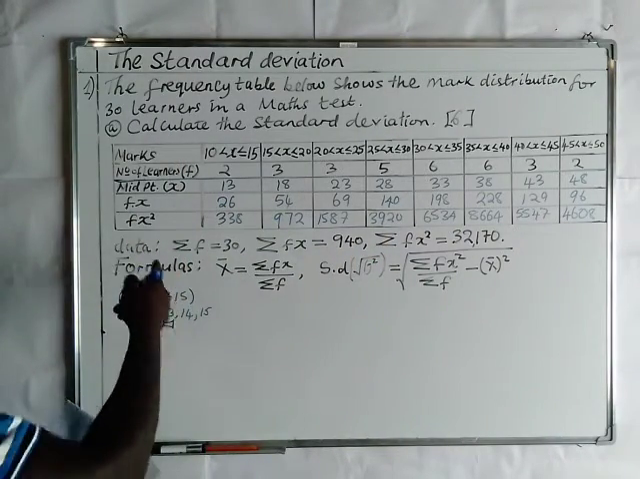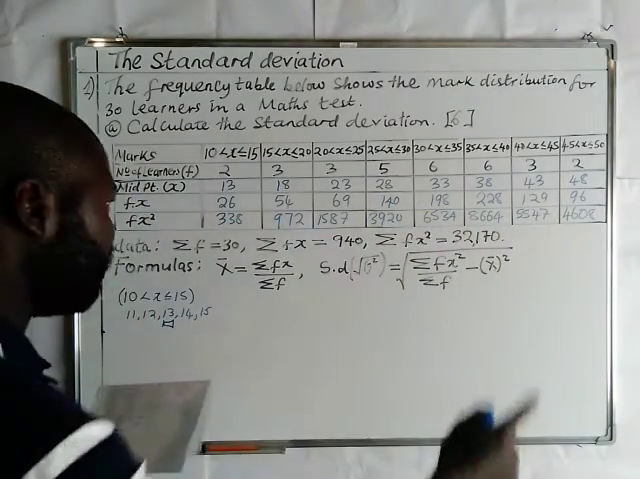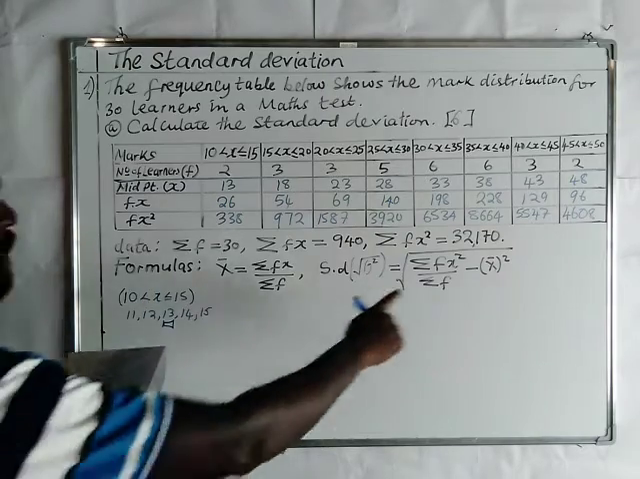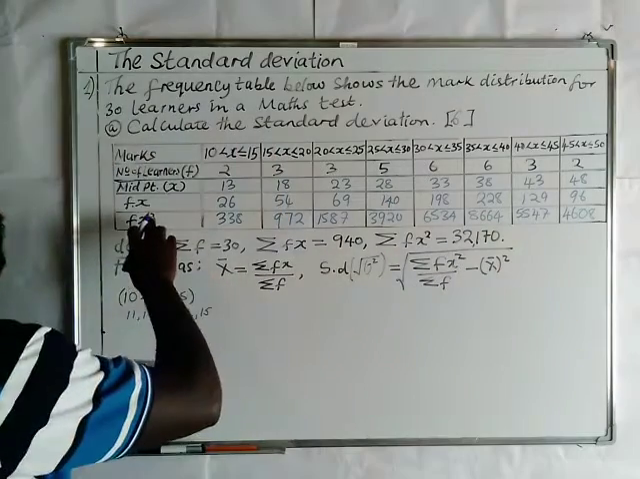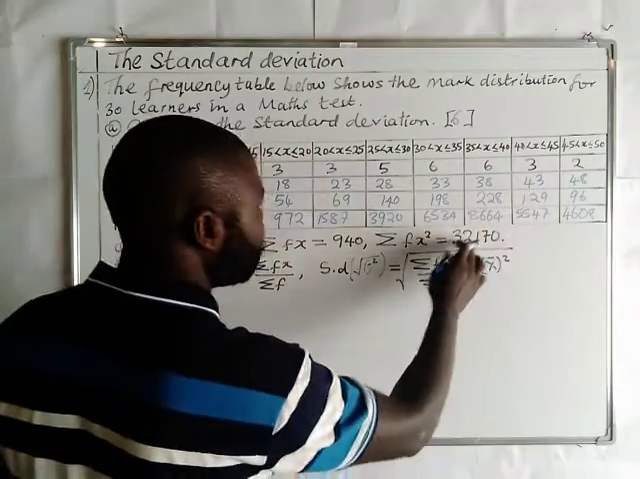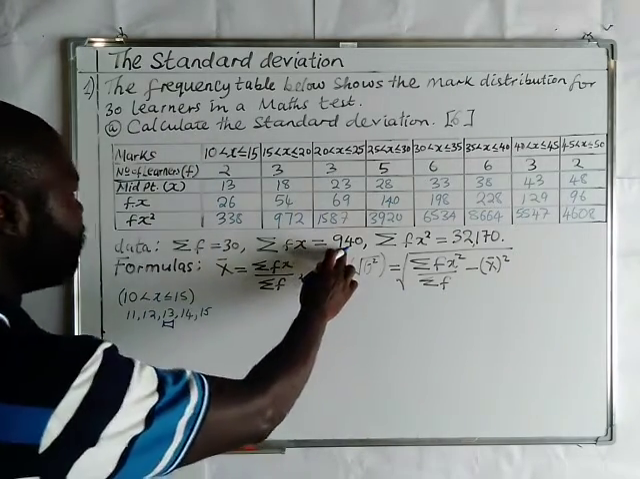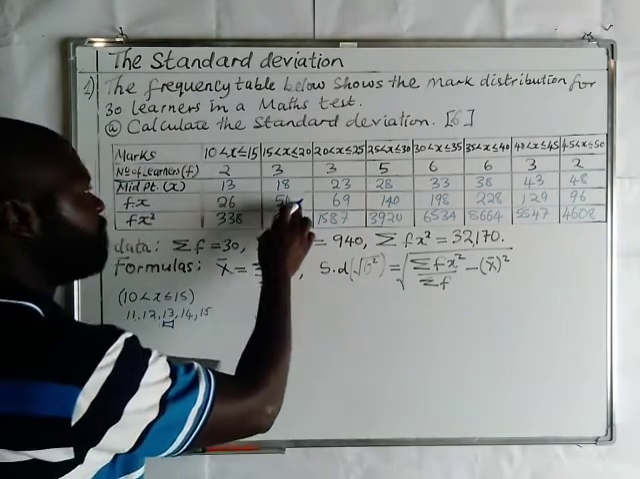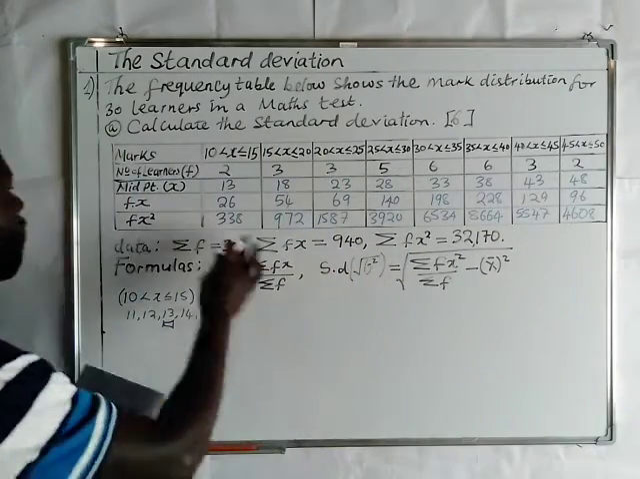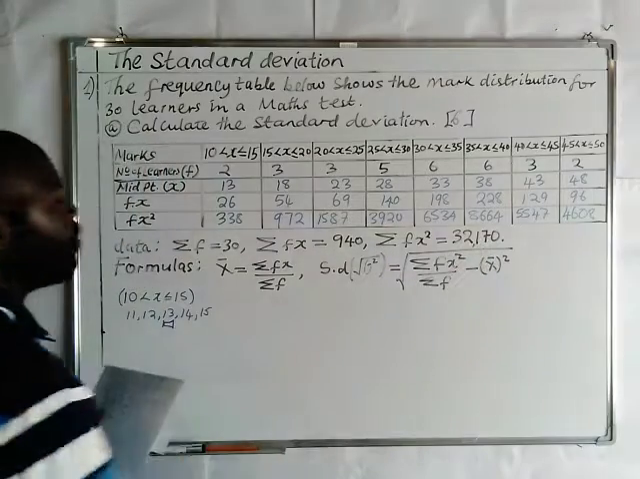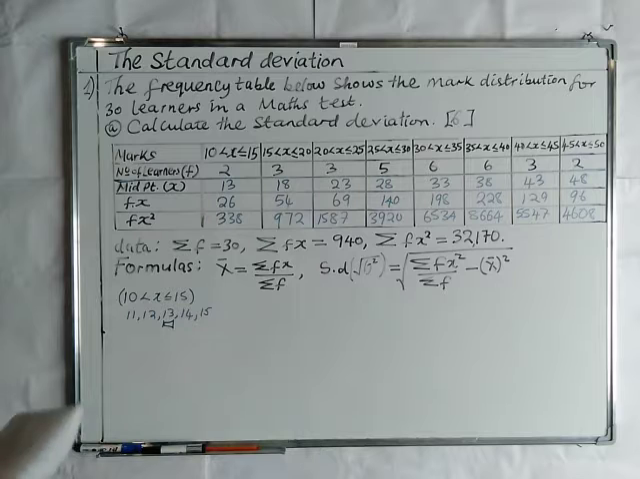So now, let's sum the fx squared. When we sum them, we are getting 32,170. And when we add the fx values, 26 plus 54 and so on, we are getting 940. So that information is enough for us to get all what we want.